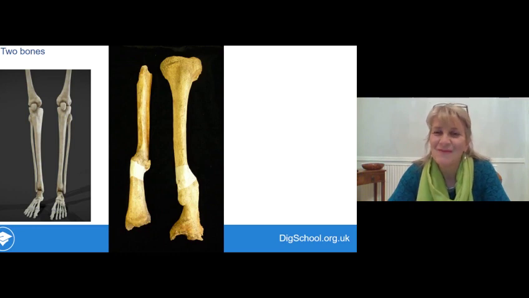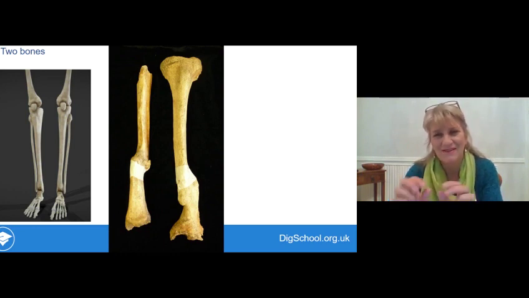So here's the next example. Again, these are two separate bones. So have a think about which bone you think those might be, and again, what's abnormal about them.